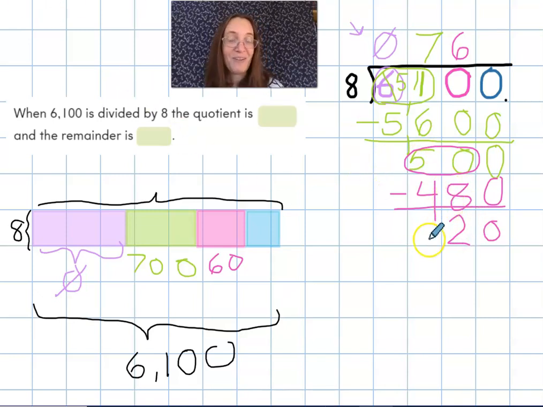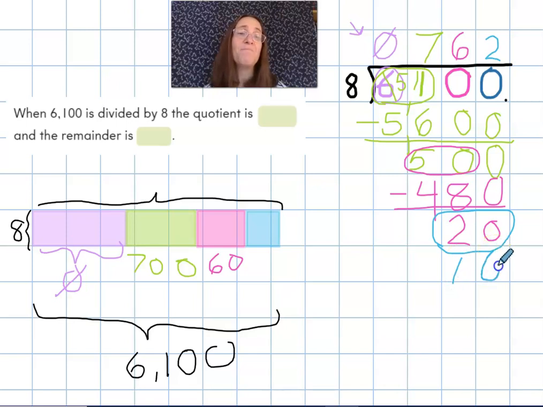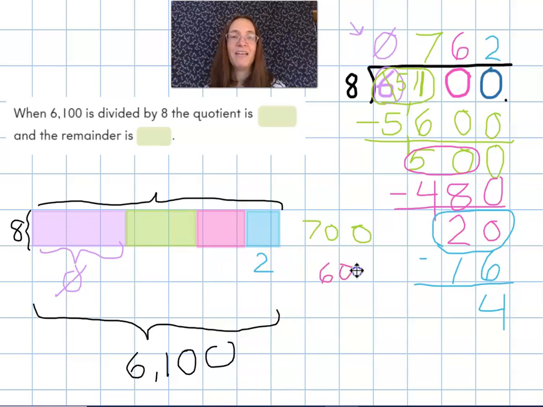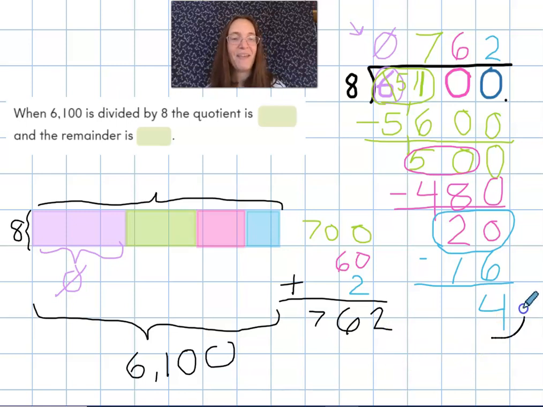Which brings us to our single ones place. Once again, this circle will help me remember that I'm not treating this as 2 tens and 0 single ones. I'm treating it as 20 single ones. 8 times 2 is 16. 8 times 3 is 24, and that's more than I have here. So I'm going to put 2 more of the things into each group, leaving me with 4. Just to show it one more time, if I take this 700, this 60, and this 2, and add them all up, I find my quotient of 762.